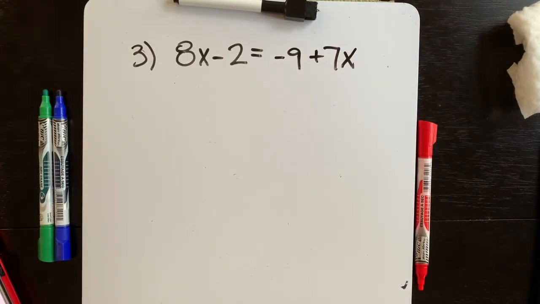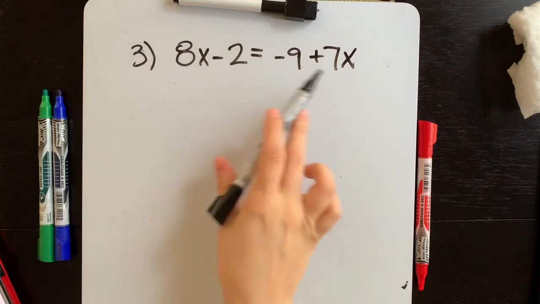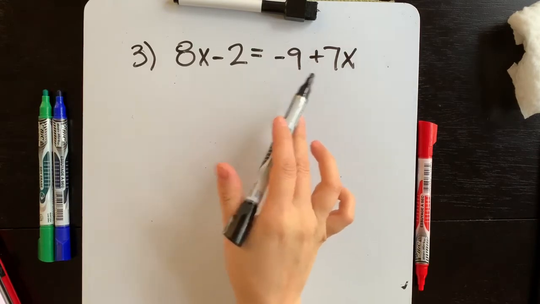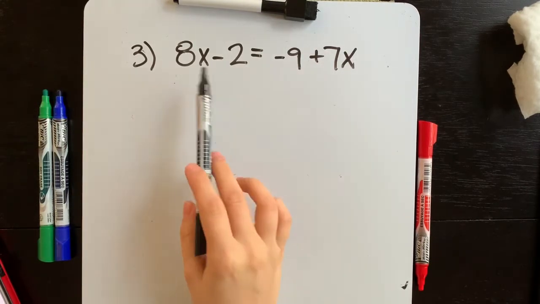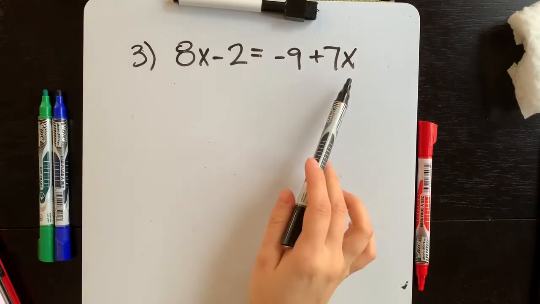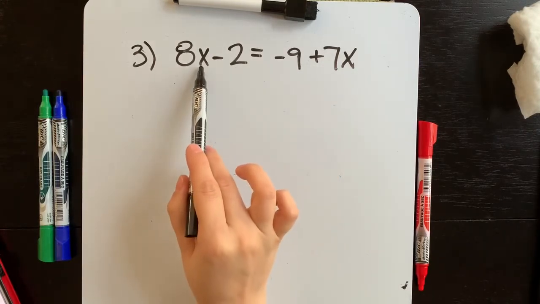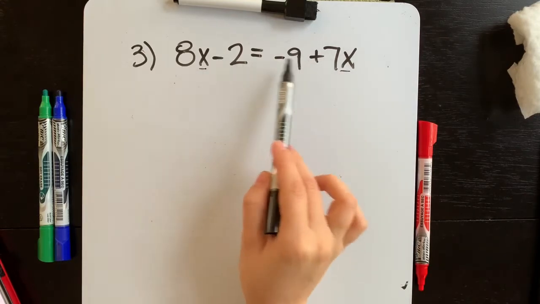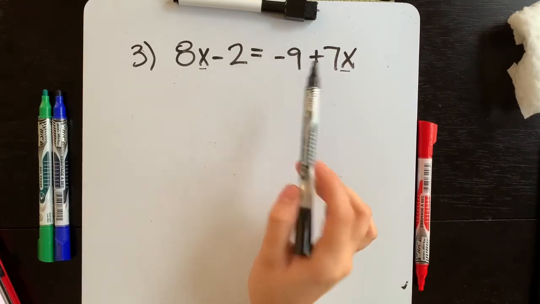So for here, notice how we have the same variable on the left and the right. We have an x here, we have an x here. So you want to add like terms. So what that means is whatever looks similar to each other, you want to add them. So this one has an x, so you want to add the 7 and the 8 somehow, and then somehow get these two together because they are just numbers without variables.